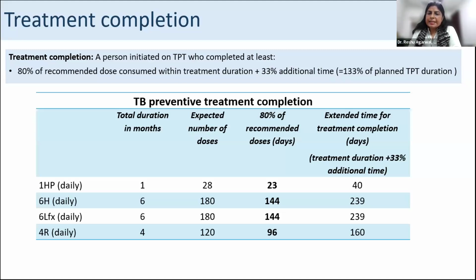For 6H, 144 doses should have been taken within the maximum duration of 239 days. That means 6 months plus 33% buffer time. Similarly, for 6 months of levofloxacin, the same criteria: 144 doses out of 180 within 239 days. And for 4R, the recommended dose is 120 doses, so out of this 120, 96 doses should have been taken in a maximum period of 160 days. So this is how treatment completion is defined.